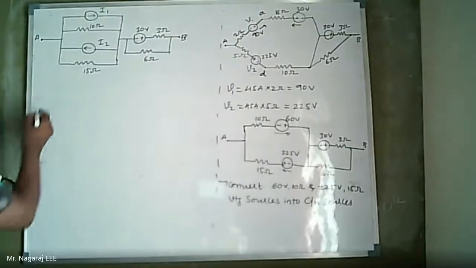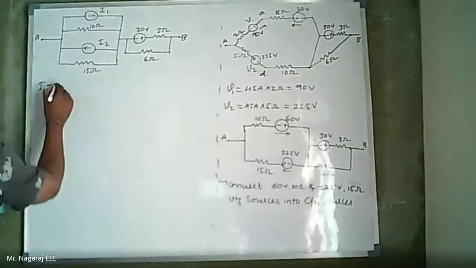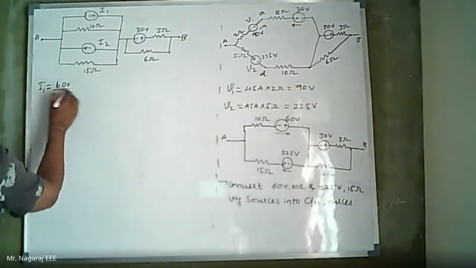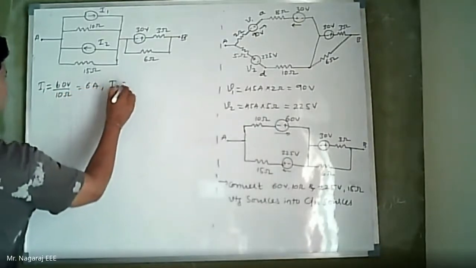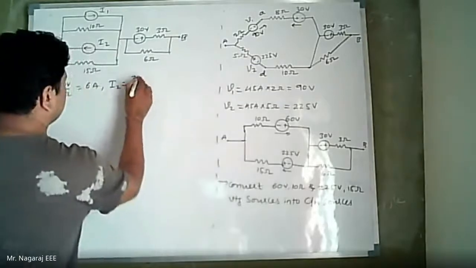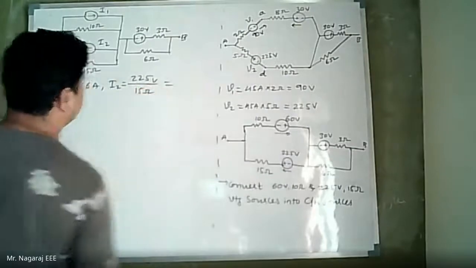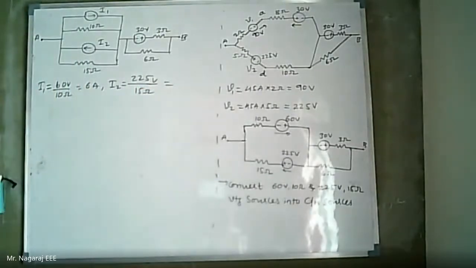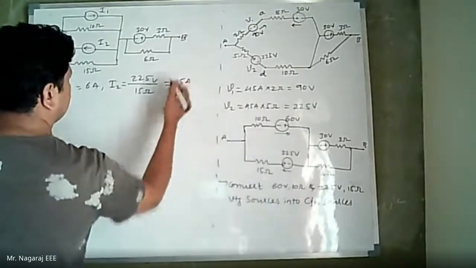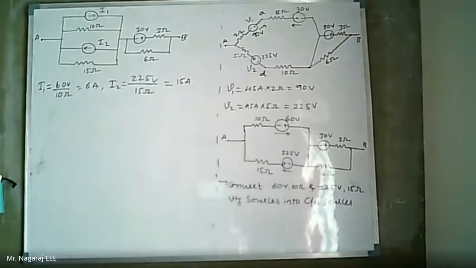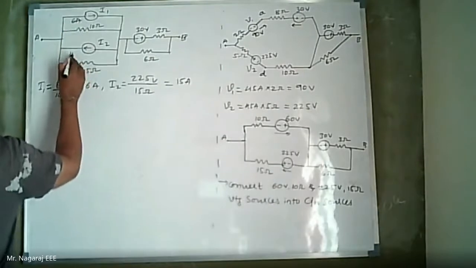Now what is I1? I1 is 60 volt by 10 ohms, six amperes. I2 is 225 volts divided by 15 ohms, that is 15 amperes. Now this is 6 amperes and this is 15 amperes.